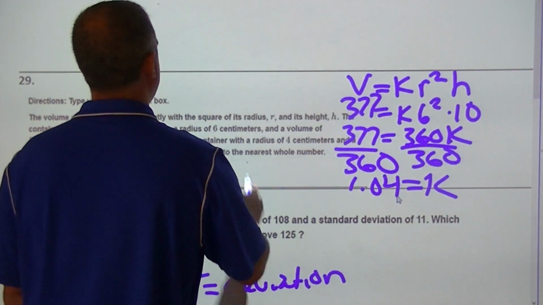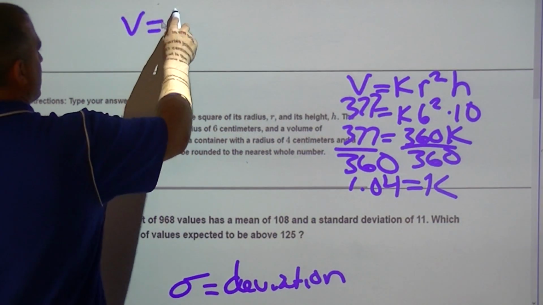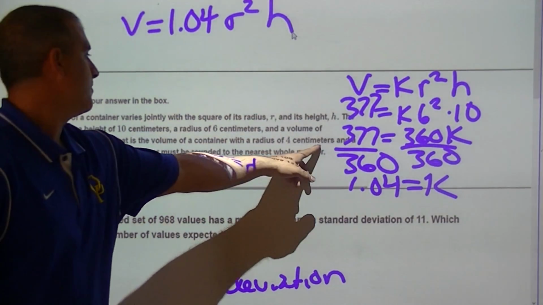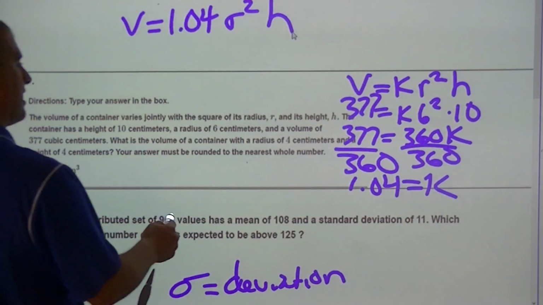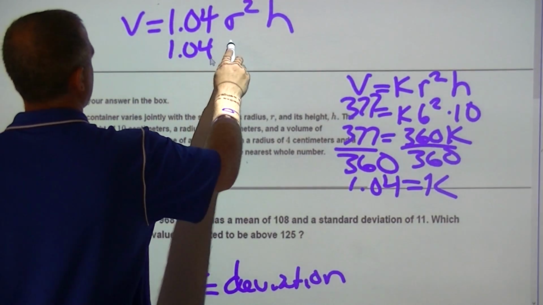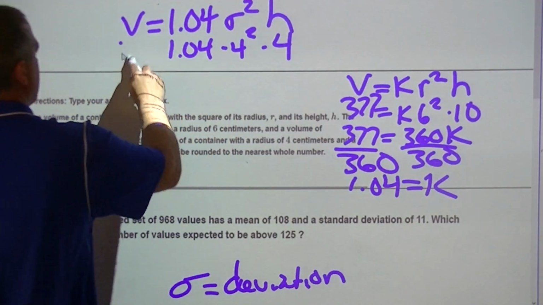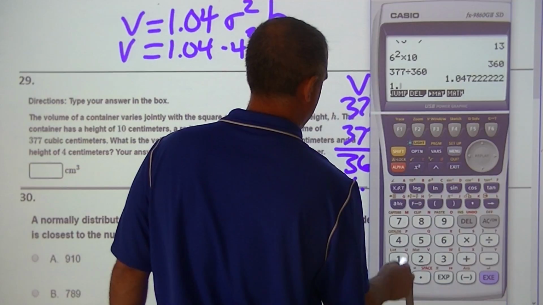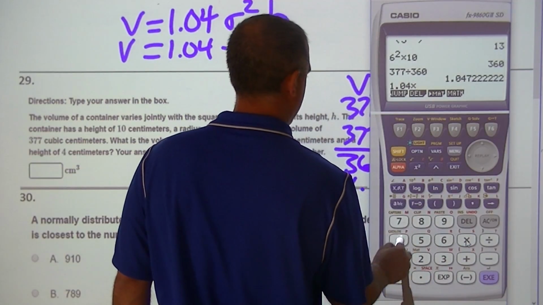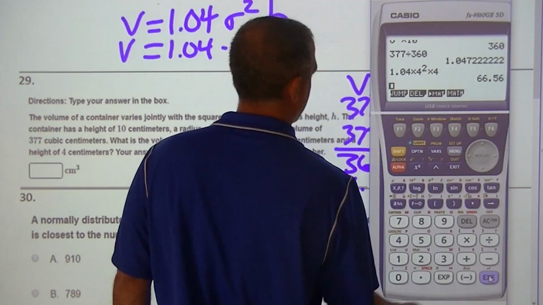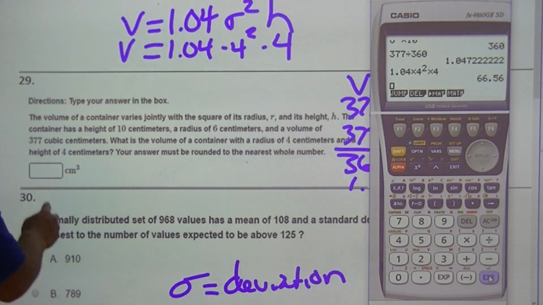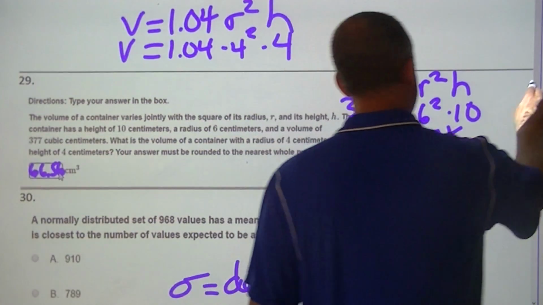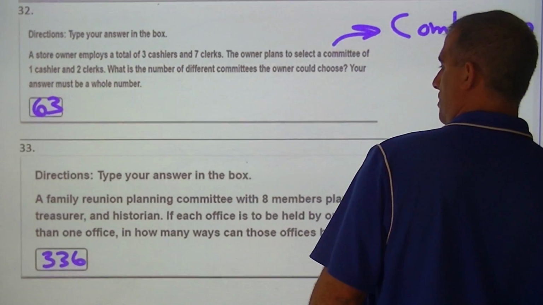I want to rewrite that equation now. So I want to do v equals 1.04 r squared height. And it says, what is the volume if the radius is 4 and the height is 4? So that's going to be 1.04 times 4 squared times 4 equals the volume. What's nice is when they all have that over there. All right, okay, that's going to be 66.56. Okay? 30's done, 31's done, 32, 33.